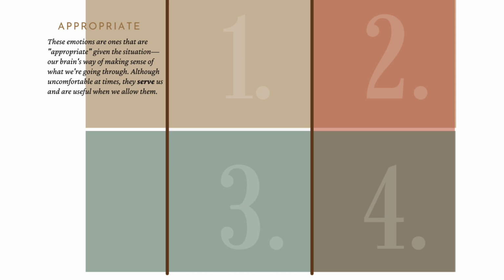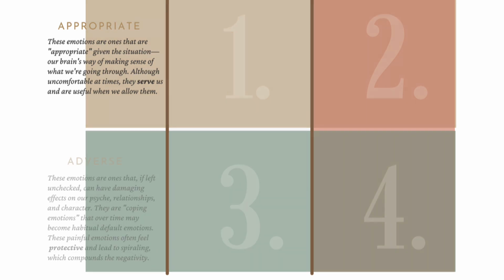Row 1 is appropriate. These emotions are ones that are appropriate given the situation, and it's our brain's way of making sense of what we're going through. Although uncomfortable at times, they serve us and are useful when we allow them.